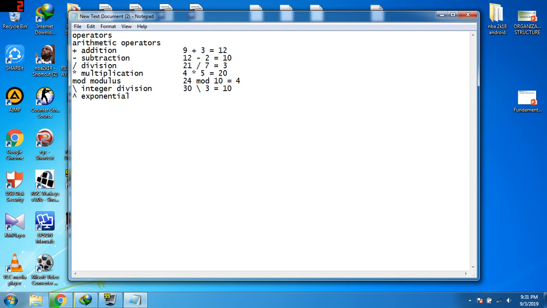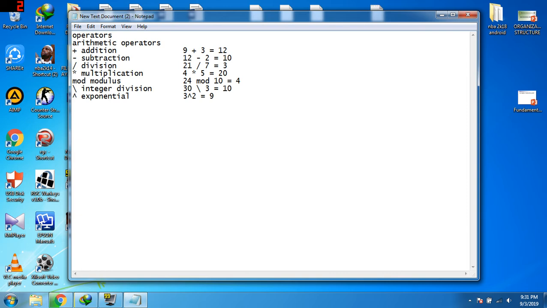And then for the exponential, that is what we call the raise. So like for example, we have 2 raised to 2, or 2 times 2, so that will give us the answer of 4. If we have 3 raised to 2, that will give us 3 times 3, so that is 9. So exponential. We use this symbol, we see it on the keyboard as the number 6. So shift then number 6 to make that symbol appear. So that's it for the arithmetic operators.